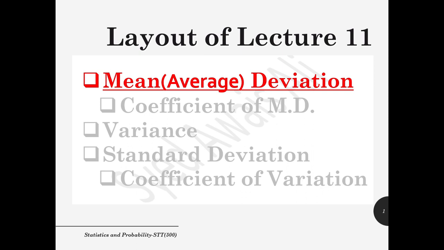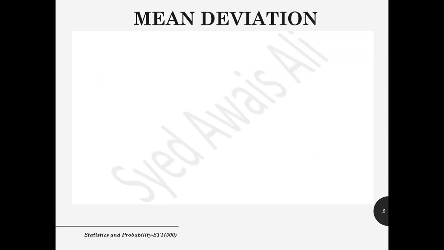So today is our lecture number 11, and the layout of lecture 11 is: mean deviation, also called average deviation; coefficient of mean deviation, that is a part of the relative measure of dispersion. Then we will discuss variance, then standard deviation, then coefficient of variation. So moving toward our first slide, that is mean deviation.